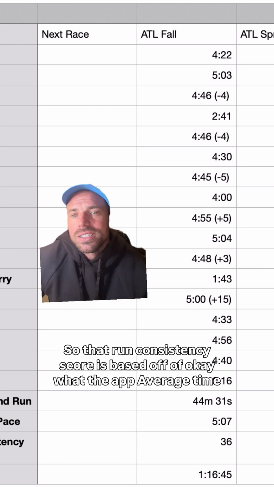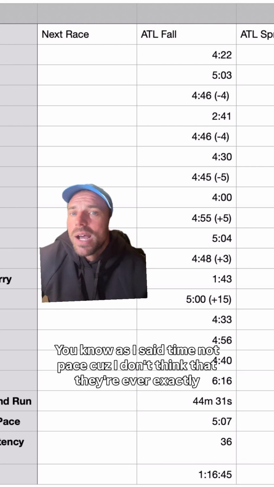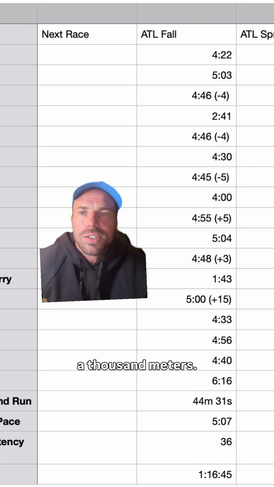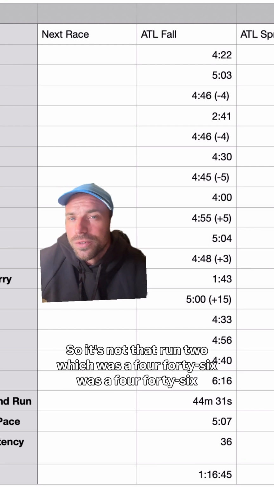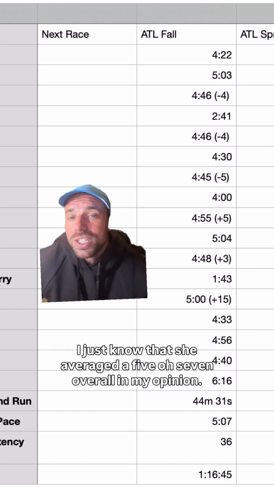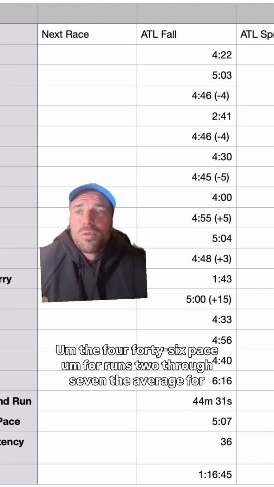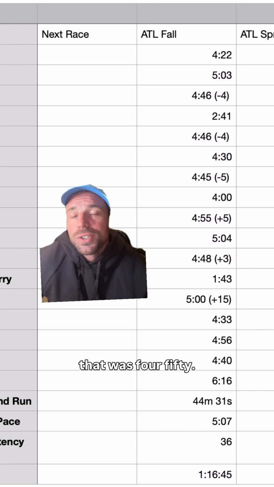So that run consistency score is based off of, okay, what was the average time for runs 2 through 7? Because I said time, not pace, because I don't think that they're ever exactly 1,000 meters. So it's not that run 2, which was a 4:46, was a 4:46 pace. I don't know what the pace was. I just know that she averaged a 5:07 overall, in my opinion. The 4:46 pace for runs 2 through 7, the average for that was 4:50.